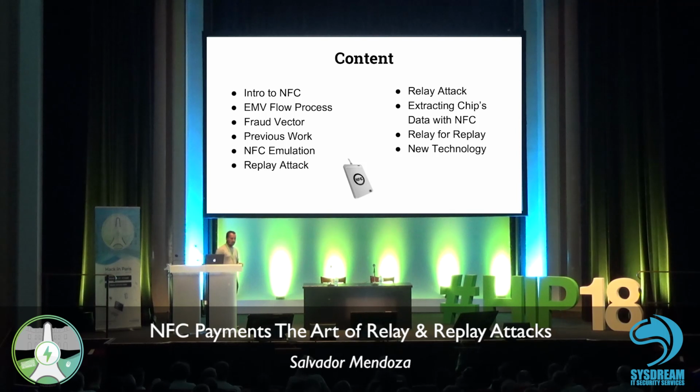The content of this talk is a little bit of intro about NFC. I'm going to talk about flow processes, fraud vectors, and previous work from Michael Roland and Peter Fillmore. Also about NFC emulation, of course, relay and replay attacks. Extracting chip data with NFC, something kind of weird, but we're going to talk about that. And smart relays. And finally, we're going to talk about how these relay or replay attacks could affect new technology to come.